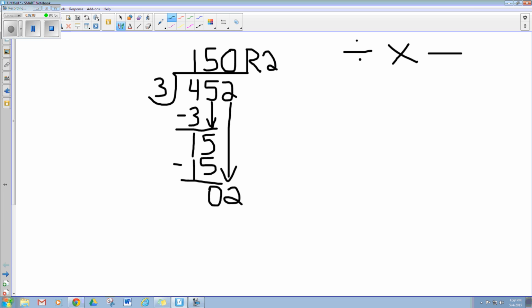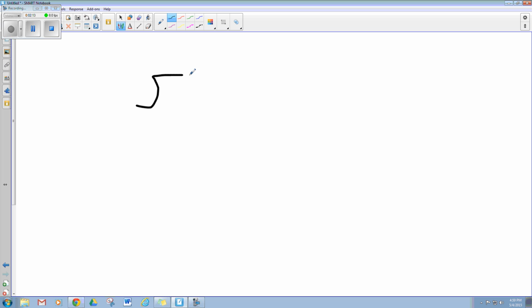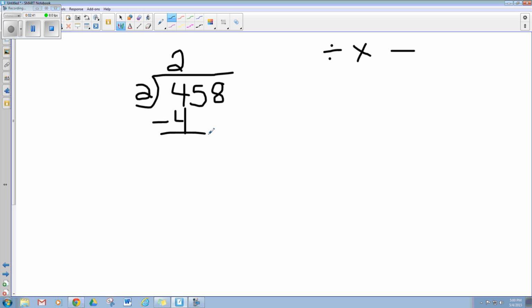Let's try one more question. Let's try 458 divided by 2. So again, we're just going to start with our 4. Divide, multiply, subtract. 2 goes into 4 2 times, then we multiply. 2 times 2 is 4, and we subtract. And we are left with 0 here.